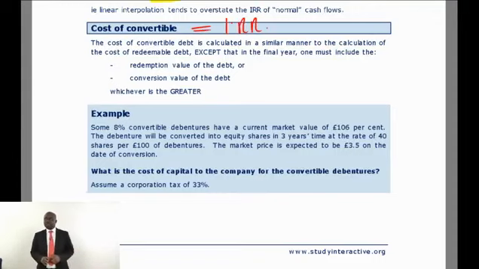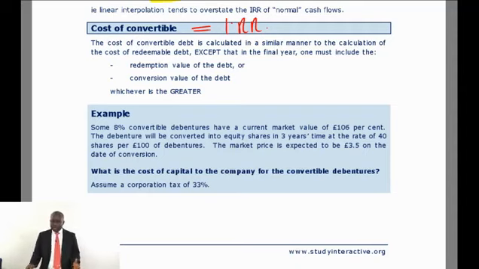The cost of a convertible debt is straightforward, the internal rate of return. Okay, simple. Because all convertible debt are redeemable. Technically, what is a convertible debt? A convertible debt is a debt that has got the right to be converted into shares, ordinary shares specifically.